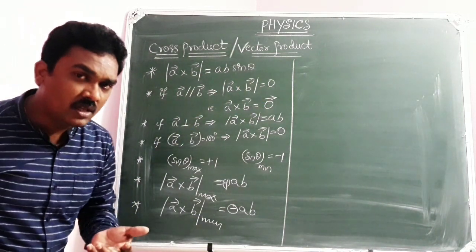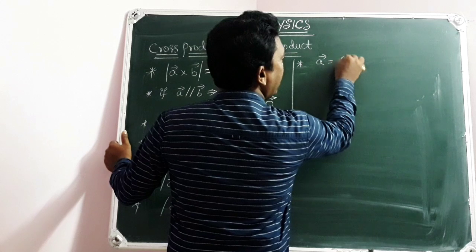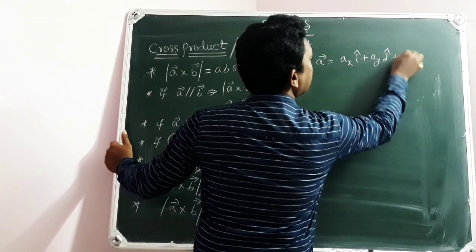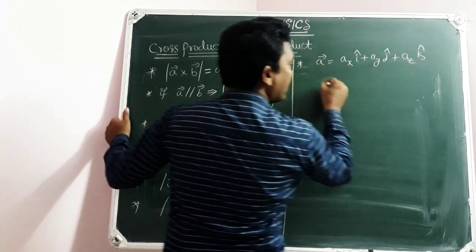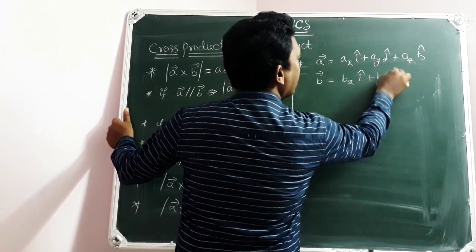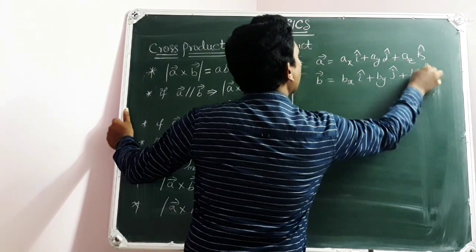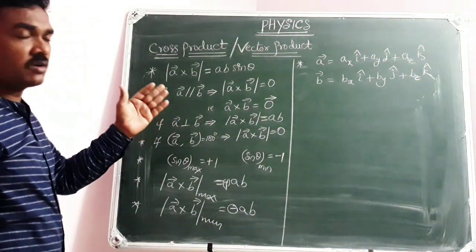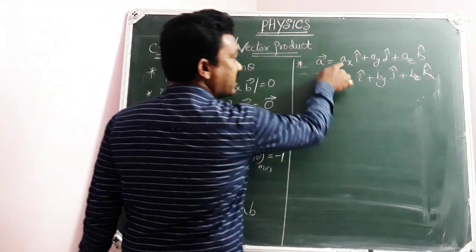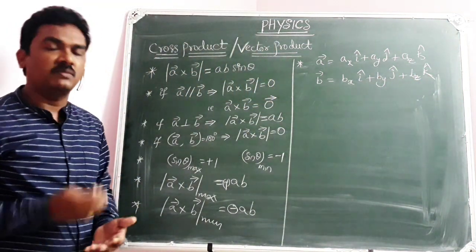If A bar and B bar are given in their vector form, A bar equal to AX I cap plus AY J cap plus AZ K cap, and B bar equal to BX I cap plus BY J cap plus BZ K cap, given in vector component form, as you have learned in the similar topic of dot product, then the dot product is AX BX plus AY BY plus AZ BZ. Do you remember? Now how is the cross product?